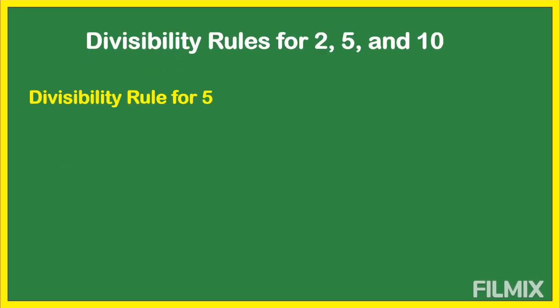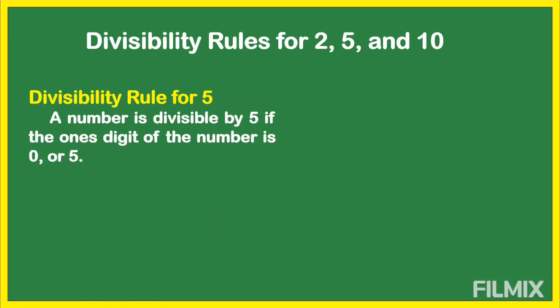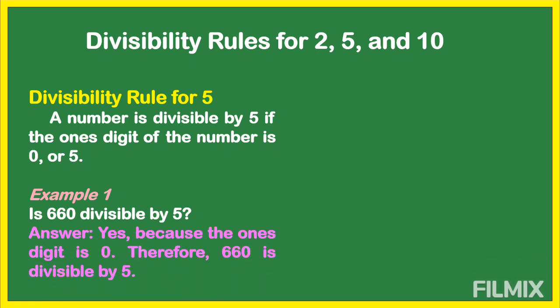The next one is divisibility rule for 5. How do we know that a number is divisible by 5? A number is divisible by 5 if the ones digit of the number is 0 or 5. For example, is 660 divisible by 5? That's yes, because the ones digit here is 0. So 660 is divisible by 5.